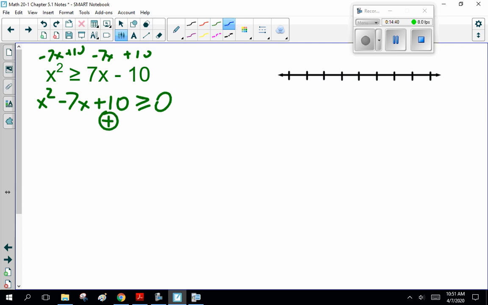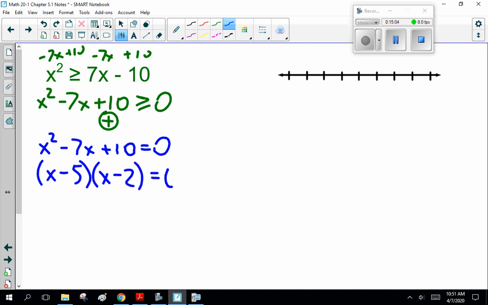Now the second thing is we have to factor this. And factoring's a pain in the bum, x squared minus 7x plus 10. Solve it, set it equal to 0. Now, some of you guys are going to graph it. Some of you guys are going to factor it. I'm going to factor it and find the critical points because x minus 5 times x minus 2 is equal to 0. Now I did that in my head.